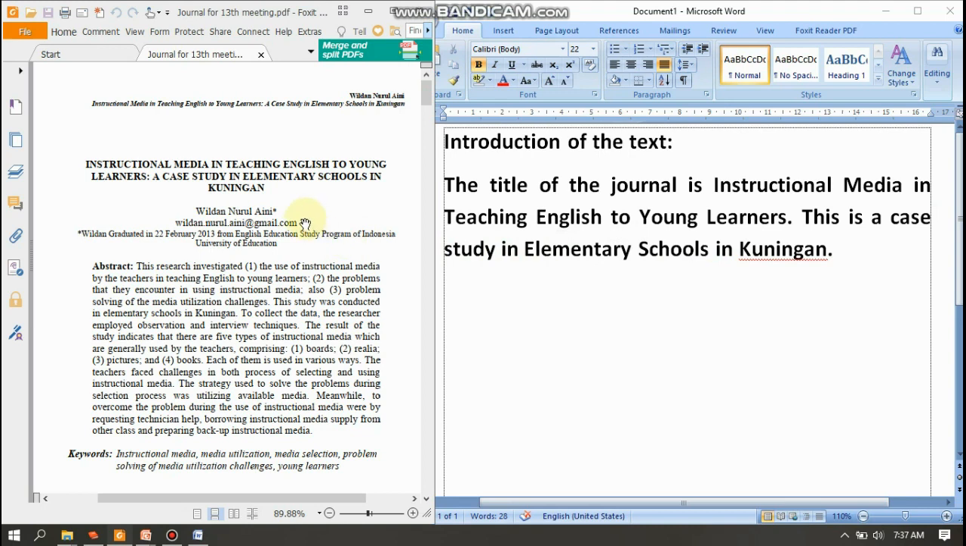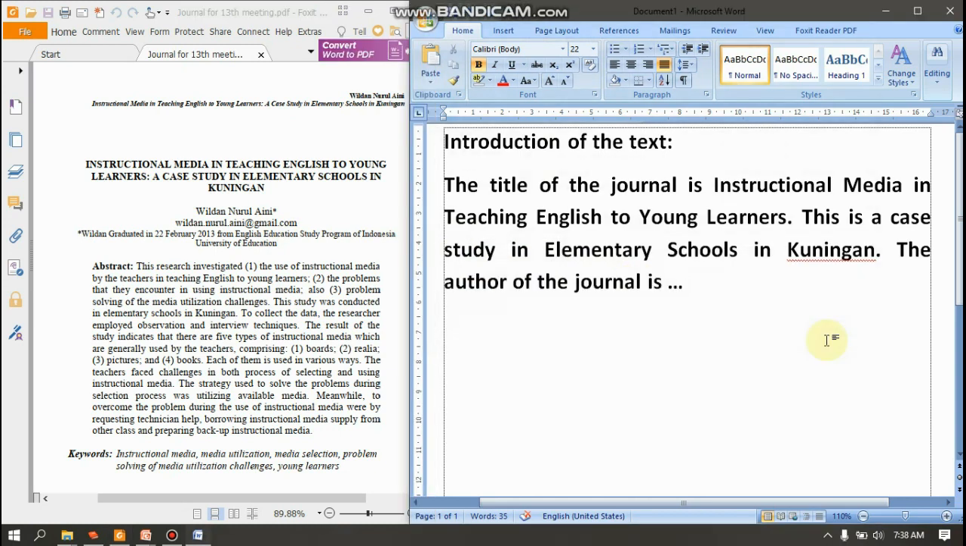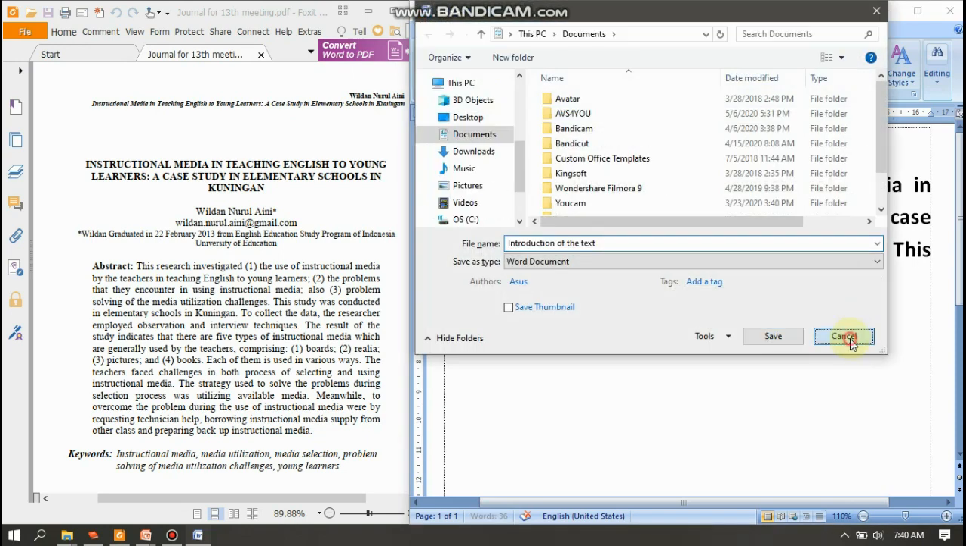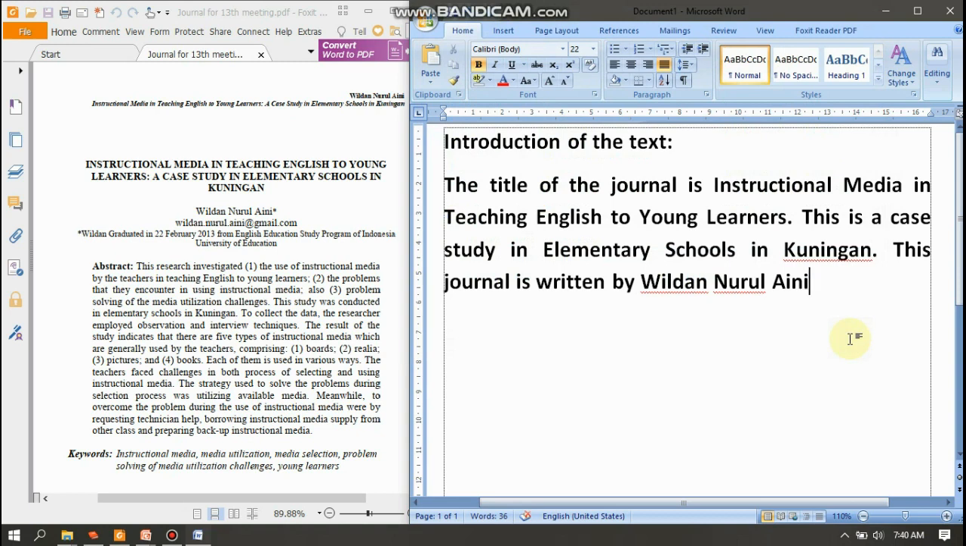Then, introduce the writer. You could write, the author of the journal is blah blah blah. But if you write like this, the reader will think you don't know how to use pronouns. Remember pronouns in grammar class? So, it might be better to write, this journal is written by Wildan Nurul Aini. There is a pronoun here. This is the pronoun for the journal, right?